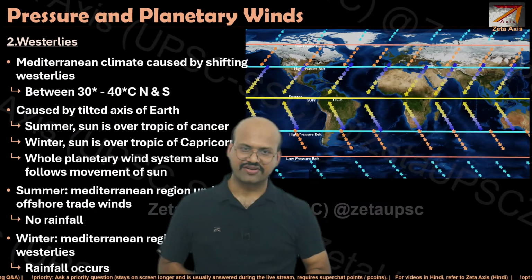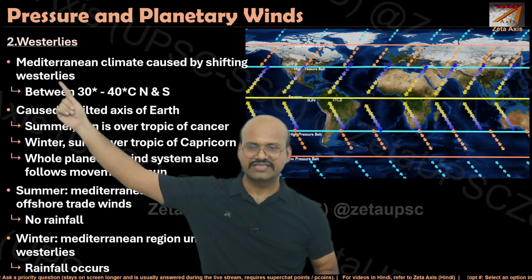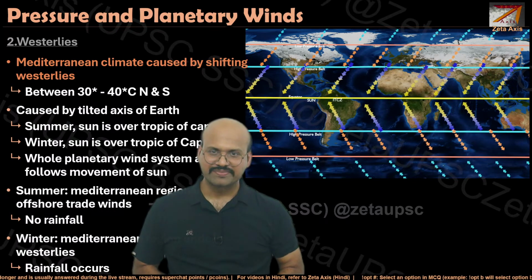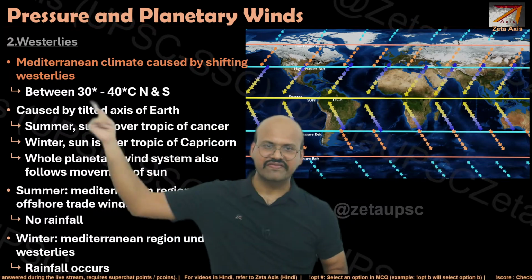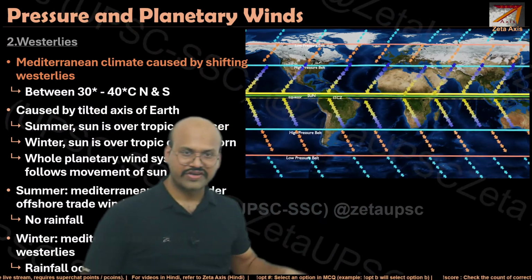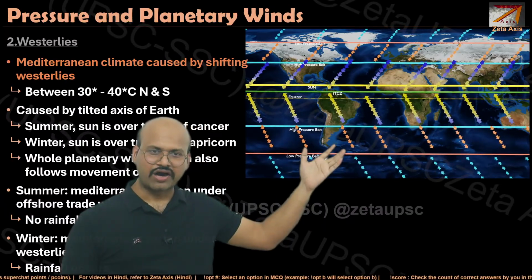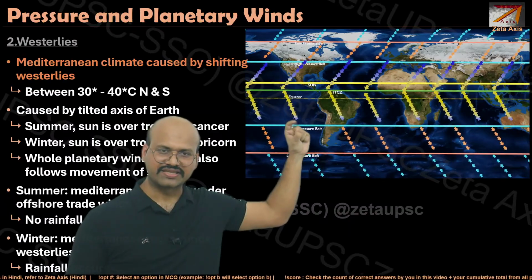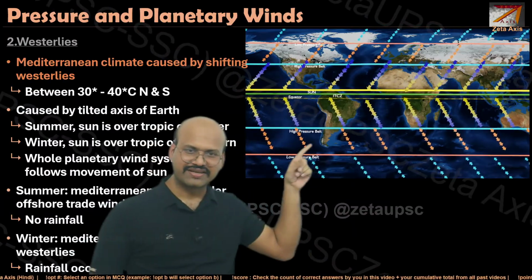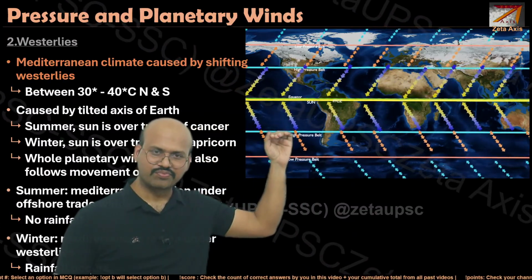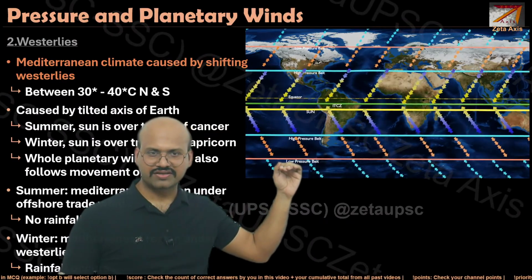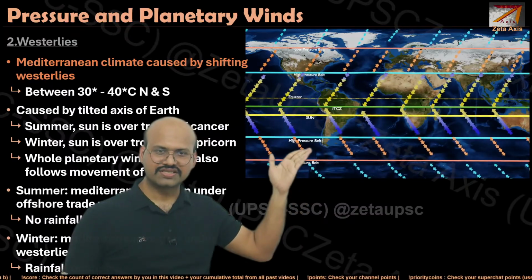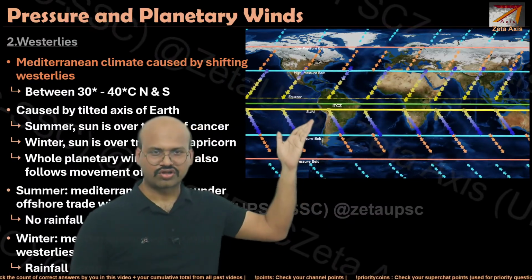Another important feature of the westerlies is that they cause this Mediterranean climate. We have all heard about the Mediterranean climate, and this Mediterranean climate is caused by shifting westerlies. If you see this video, we can clearly see that based on the seasons, our wind belts move north as well as south. So if you focus in this particular region, you will see that the westerlies are moving south when it is winter in the northern hemisphere, and in the summer of the northern hemisphere they will move a little northward.